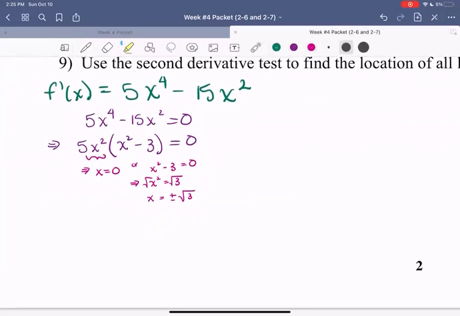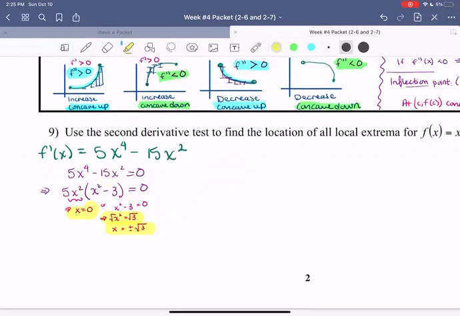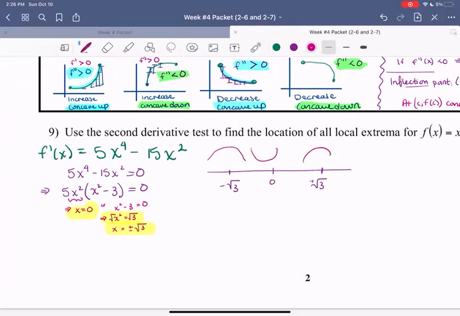So what we just found are 3 critical values of our original function, meaning 3 values at which our function may have a local maximum or minimum. I'm going to draw out a number line just to keep track of everything. I'm going to mark these critical values: 0, positive root 3, and negative root 3. Now we want to know, is our function concave up, concave down, or maybe neither at these points?